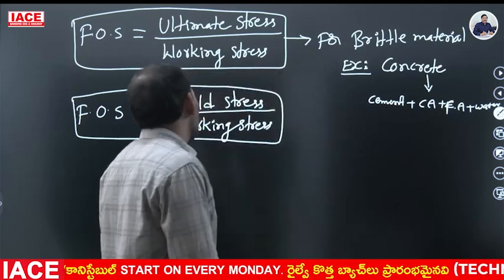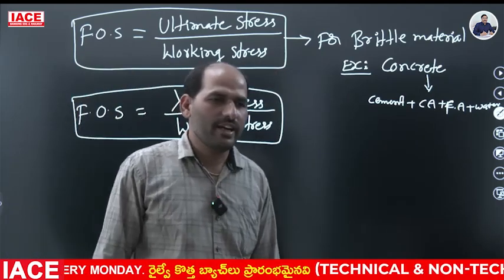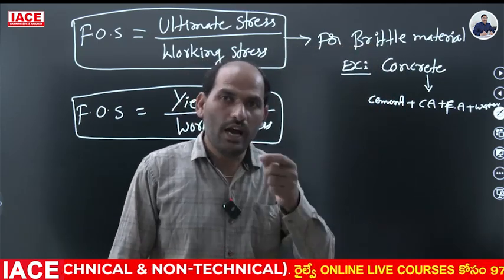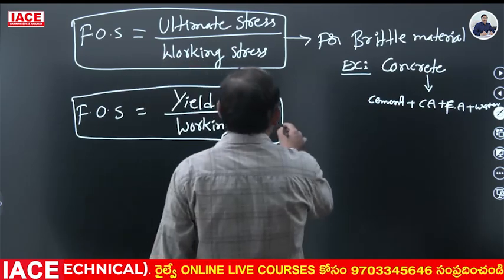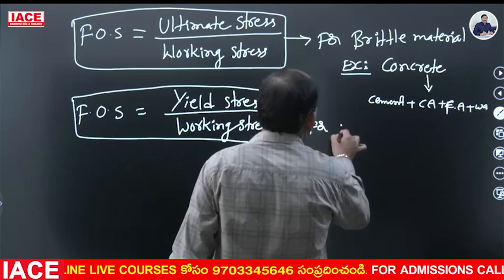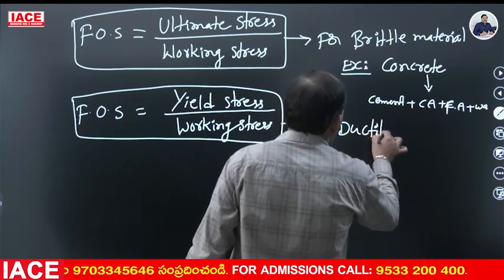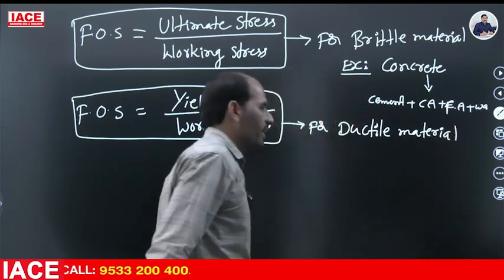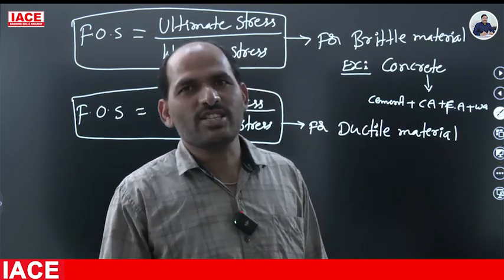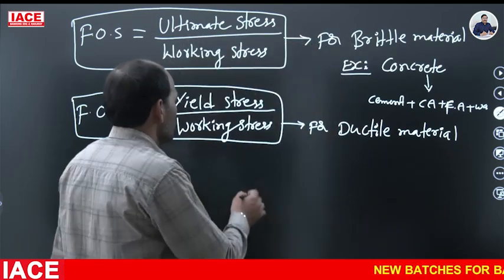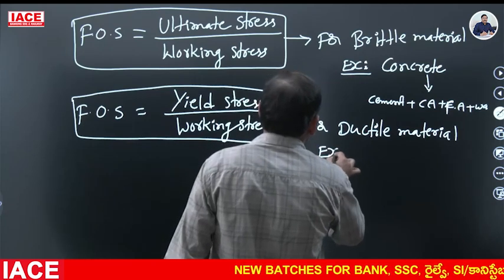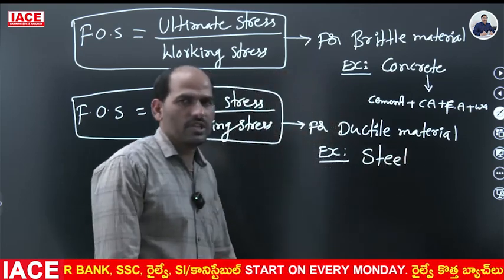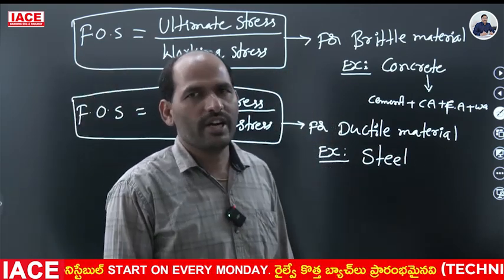And this factor of safety, ultimate stress of the material corresponding to the working stress of the material, is applicable for ductile material. What is the best example of ductile material, my dear? The best example of ductile material is reinforcement, simply we call it steel. Steel is the best example of ductile material.